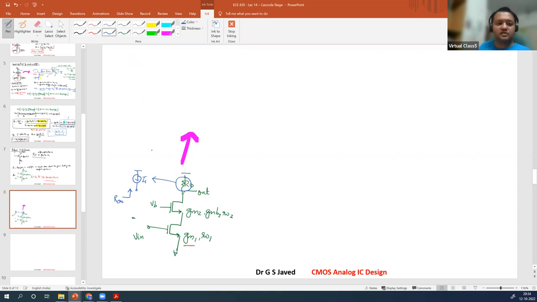So what does this mean? Having a current source changes the gain equation to approximate gain equation GM1 times R1 times GMB2 plus GM2 times R2. So that gives your effective gain, and since the resistance looking into the current source is infinity, your effective R out is still maintained with the same RD. Only thing is your device size will reduce drastically.